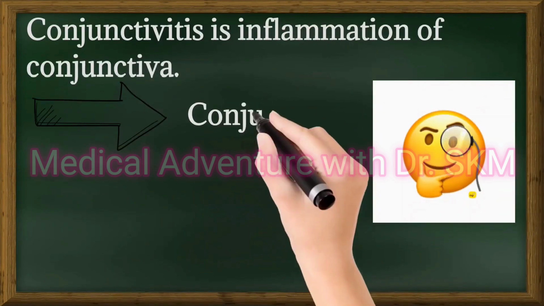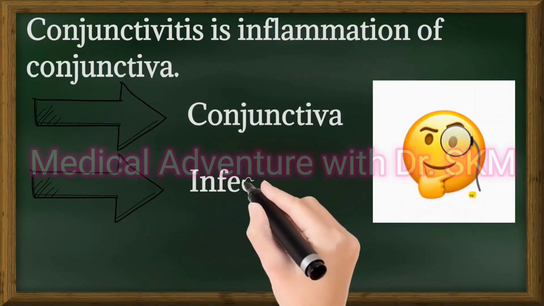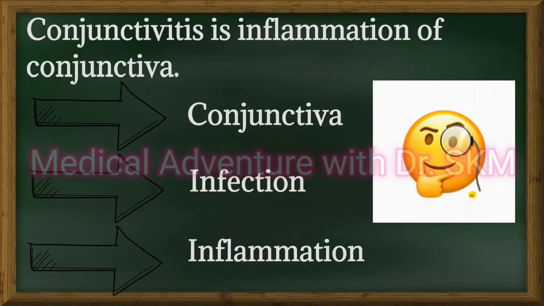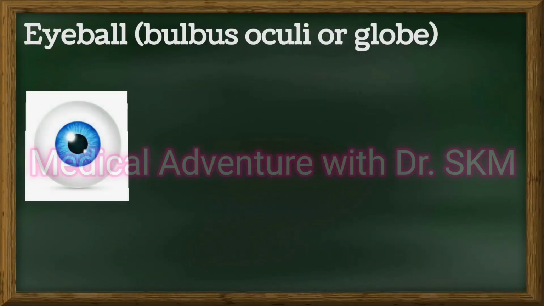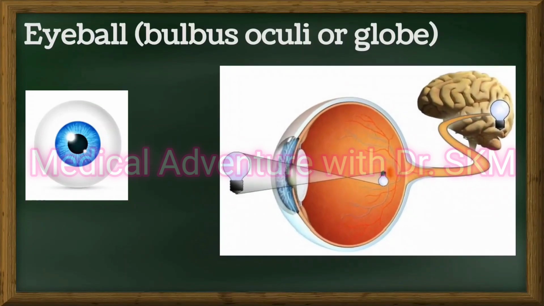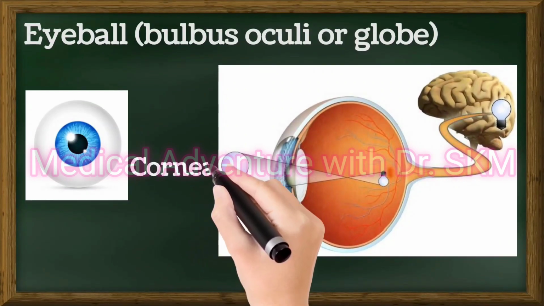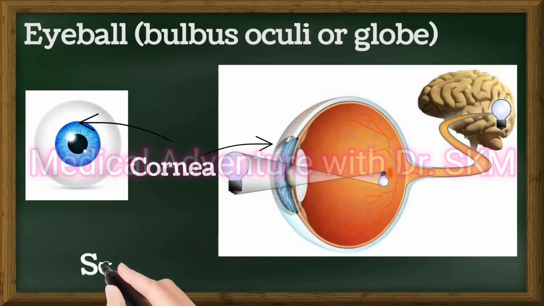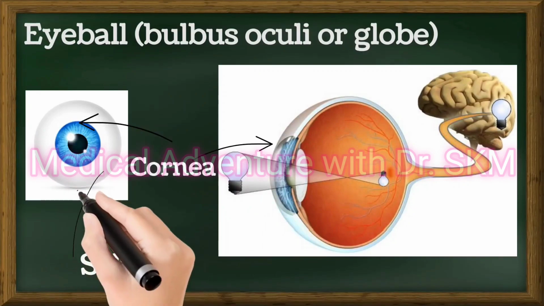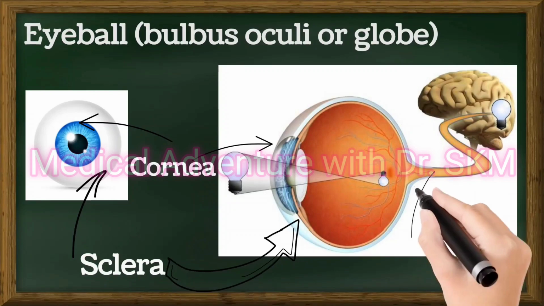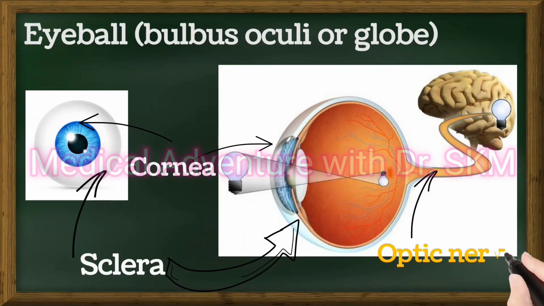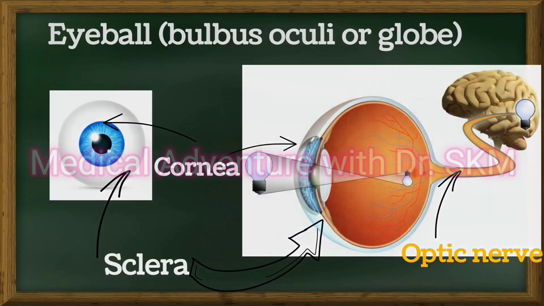What is conjunctiva? What is infection and what is inflammation? Let's explore this. The human eyeball is a spherical organ. Towards its front, there is a clear transparent structure known as the cornea. However, over 80% of the outer surface of the eyeball is enveloped by a white layer called the sclera. The sclera extends from the cornea and connects with the fibrous sheaths of the optic nerve.